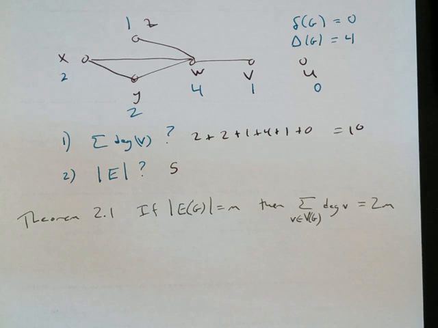Why is the sum of the degrees exactly twice the number of edges? Every edge connects two vertices. So when you count the degree, you count that edge twice, don't you? Once from each end. It's the handshake.